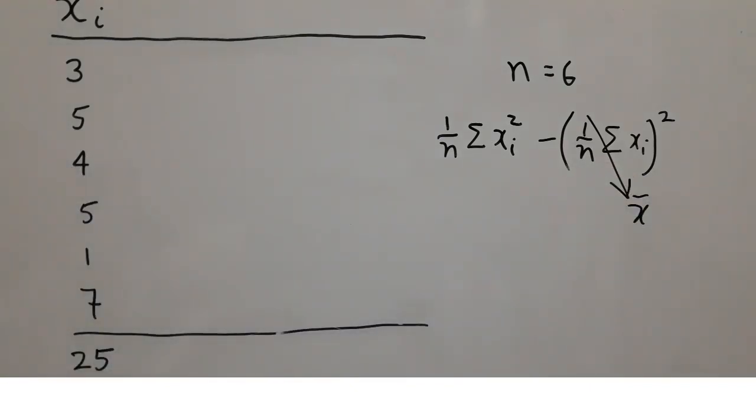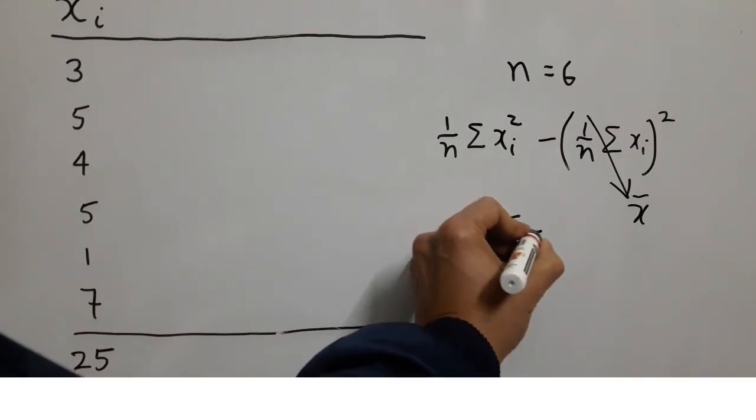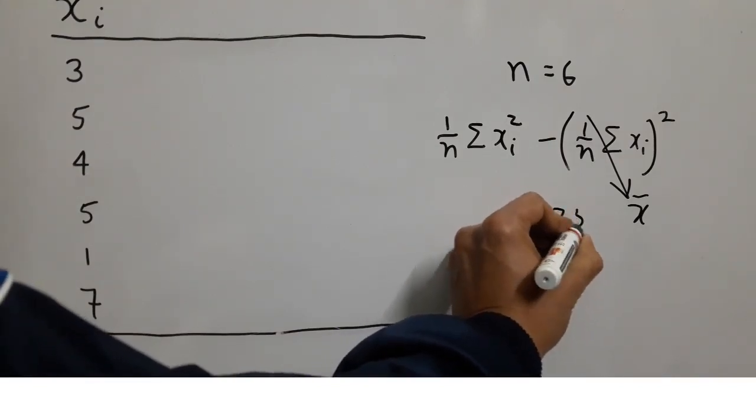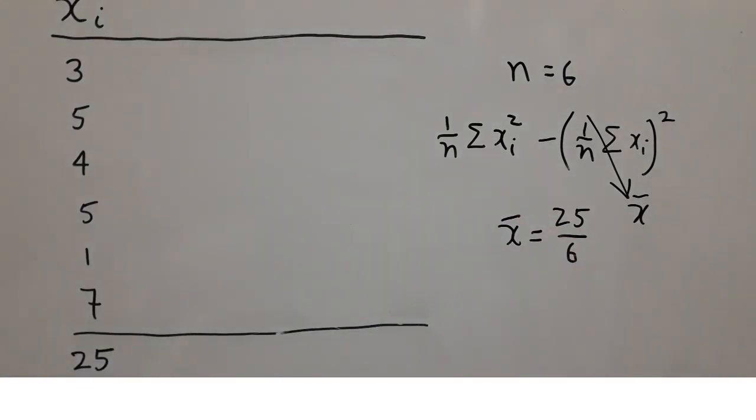So let's start the computation. The first step is already done. You have to add them up. We already know that the number is 25, and we know from that our x bar is going to be 25 upon 6. This much is just as in the last case.